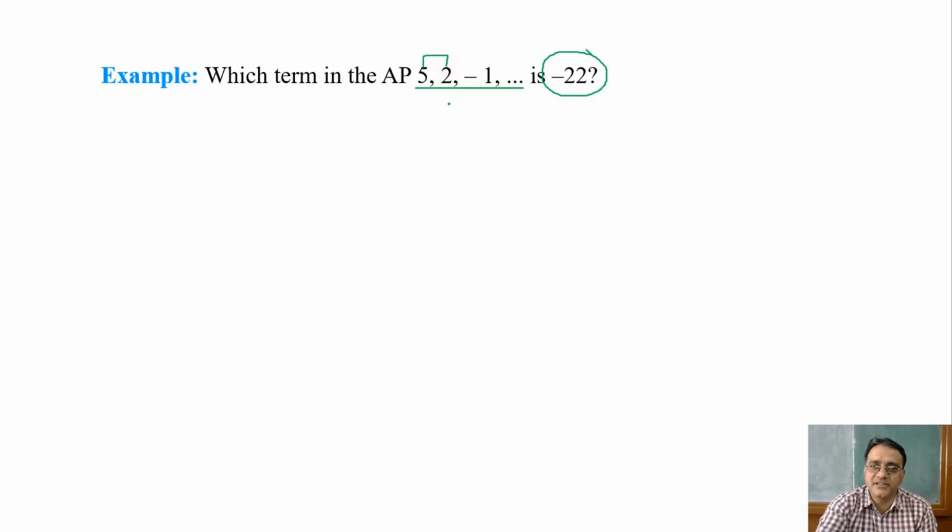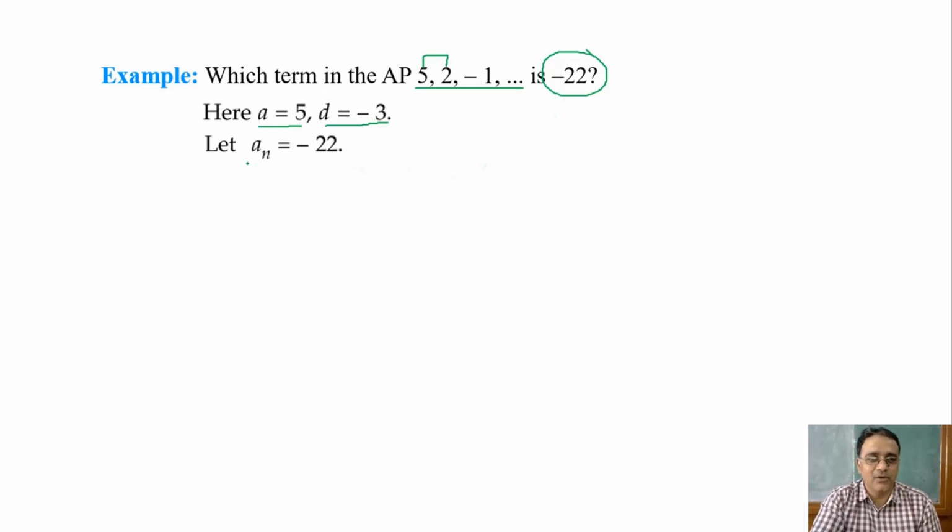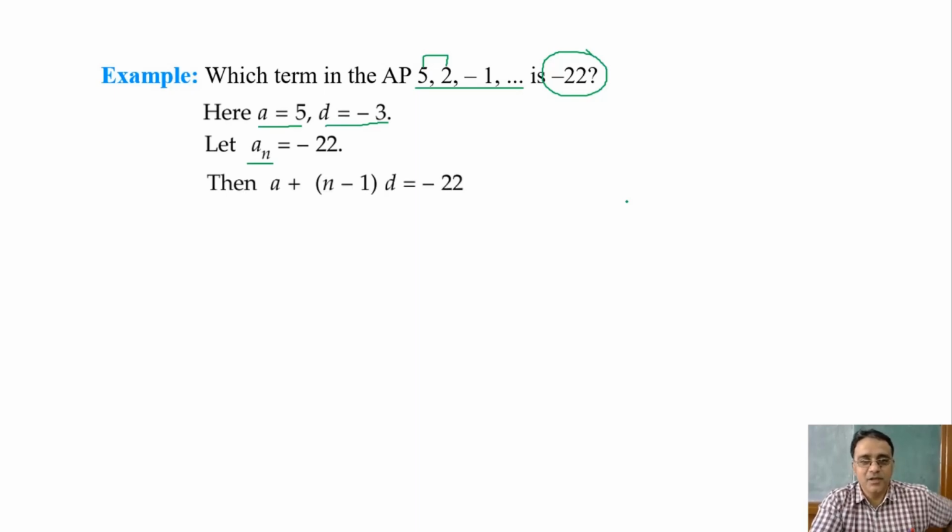What is the common difference? Second term minus first term, minus 3. So here a is equal to 5 and d is equal to minus 3. So let the nth term be equal to minus 22, that is an is equal to minus 22. Now what is the formula of an? a plus n minus 1 into d is equal to minus 22.